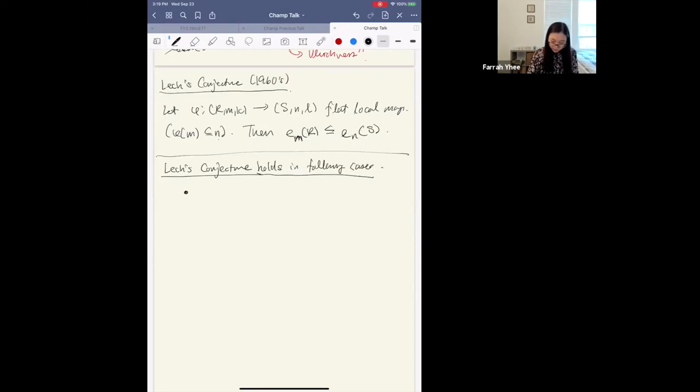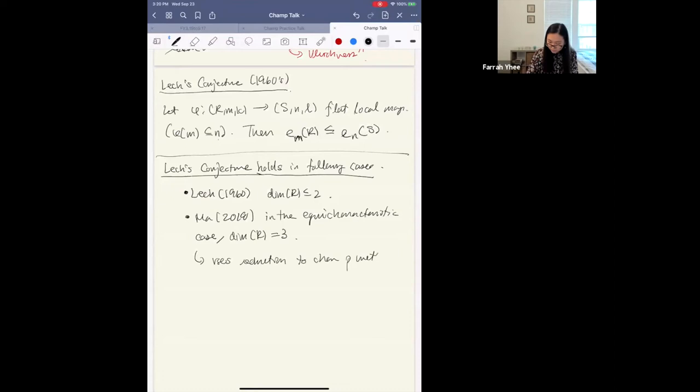Let me illustrate the timeline for you. Lech in 1960 was able to prove that it holds as long as the dimension of the ring is at least 2. And then Ma, in 2018, proved that in the equicharacteristic case, he can prove it for dimension R equal to 3. The proof uses reduction to characteristic p methods to get a much better bound.